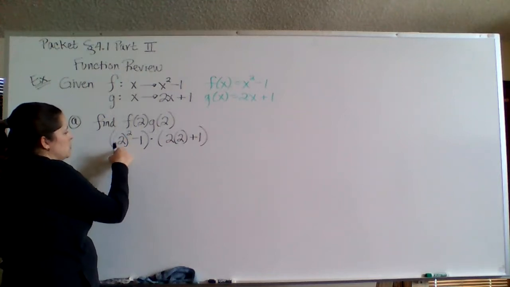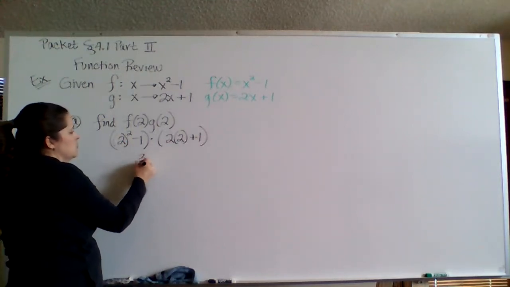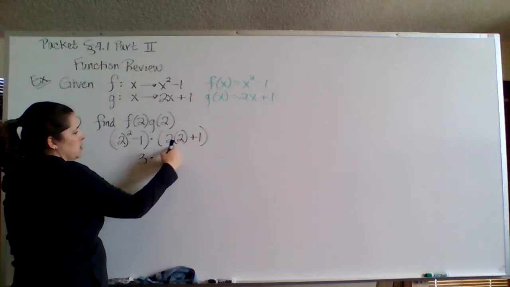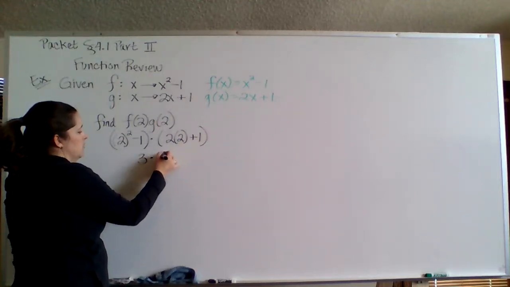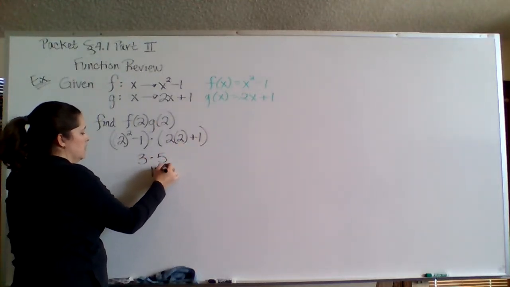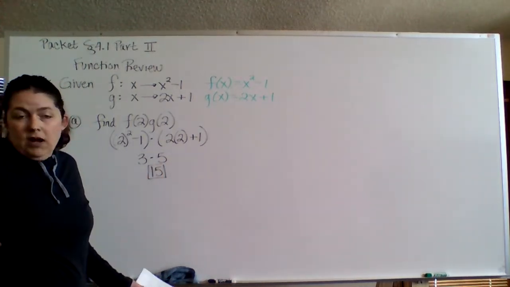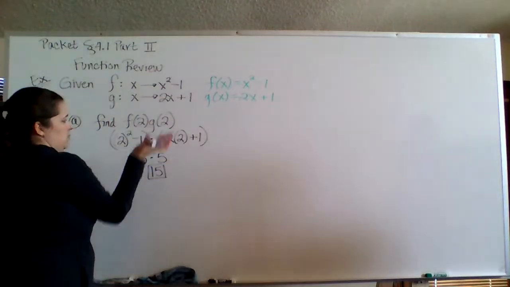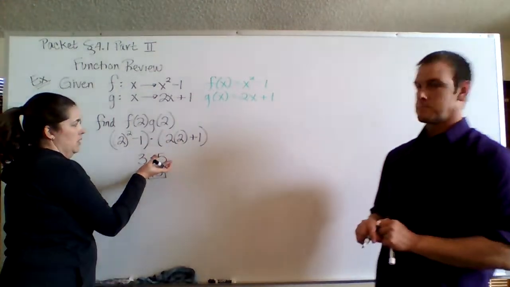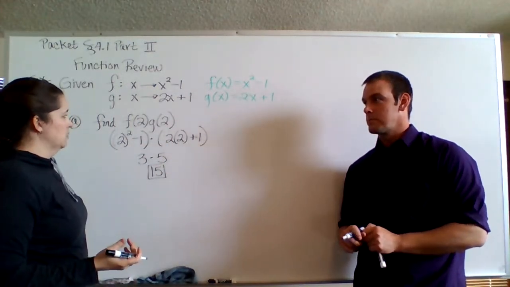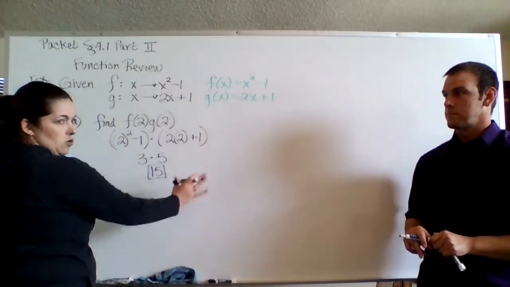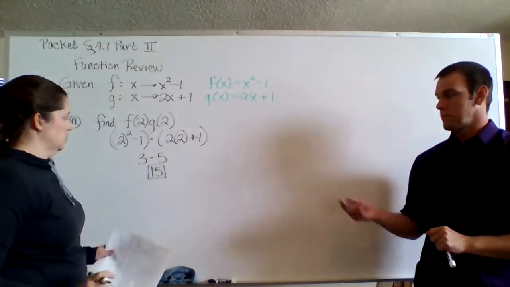Exponents happen before subtraction, so 2 squared would be 4. 4 minus 1 will give us 3. Multiplication happens before addition, so we would have 4 plus 1, which gives us 5, and 3 times 5 is 15. If you're working vertically down, you don't have to string anything together. This step simplifies to this step, simplifies to this step. You could also find f of 2 and g of 2 individually, and then take those two answers and multiply them together at the end.